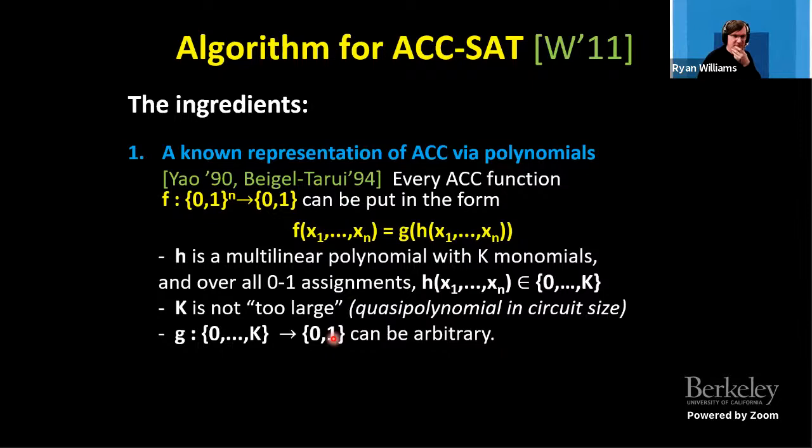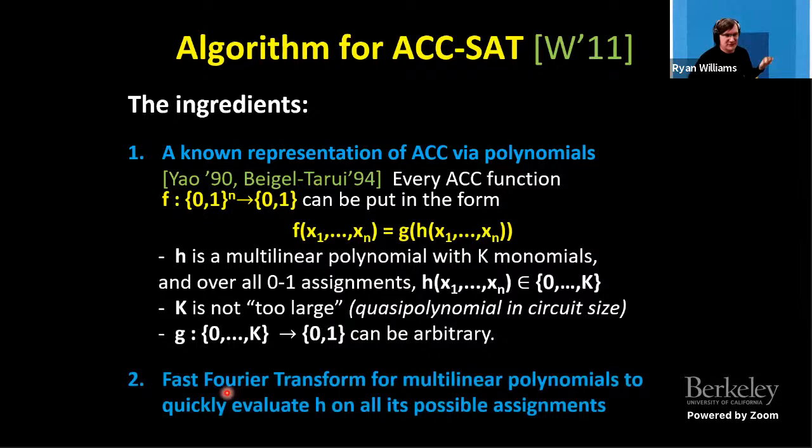And this just looks really, really easy. In fact, the degree of the monomials is only like log of K. So in fact, it's like a polylog degree polynomial. So yeah, this is just a very tight, very interesting representation. And the ingredients are this, and then using fast Fourier transform for multilinear polynomials to evaluate them quickly, and an interesting combination of those.